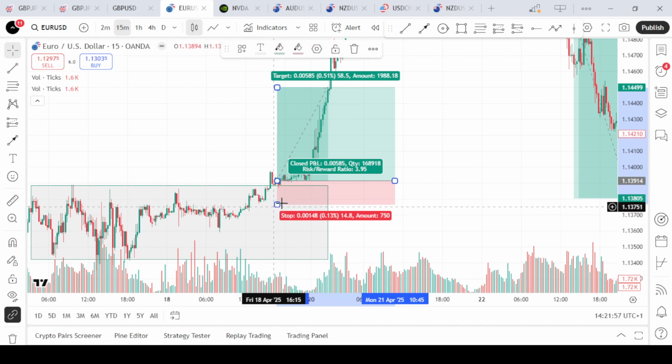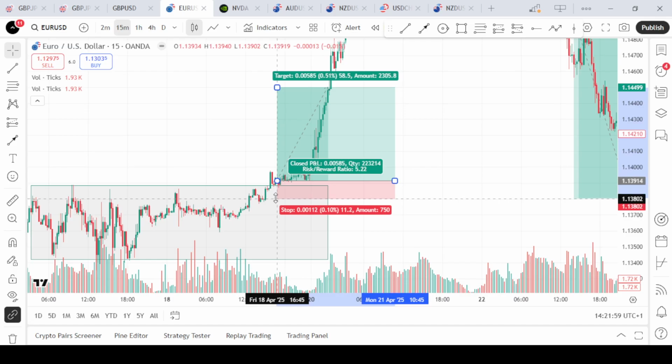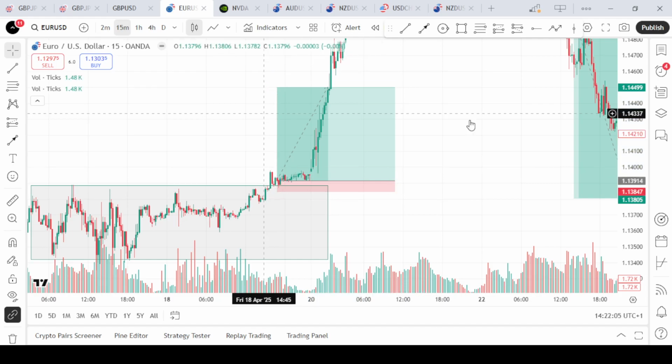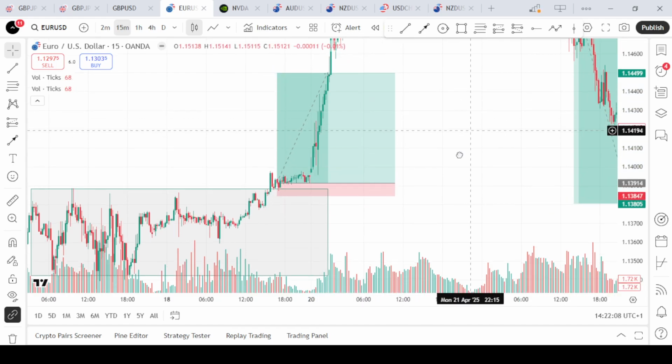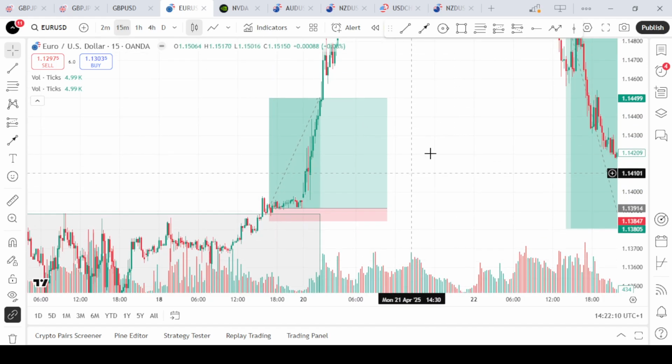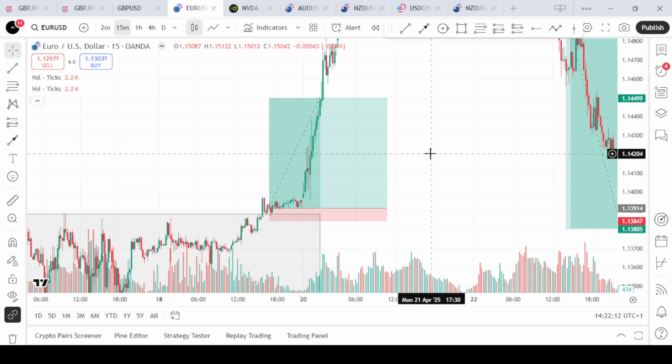Some people decide to put their stop loss just below the breakout candle, to gain a better risk to reward opportunity, but this is a risky approach.